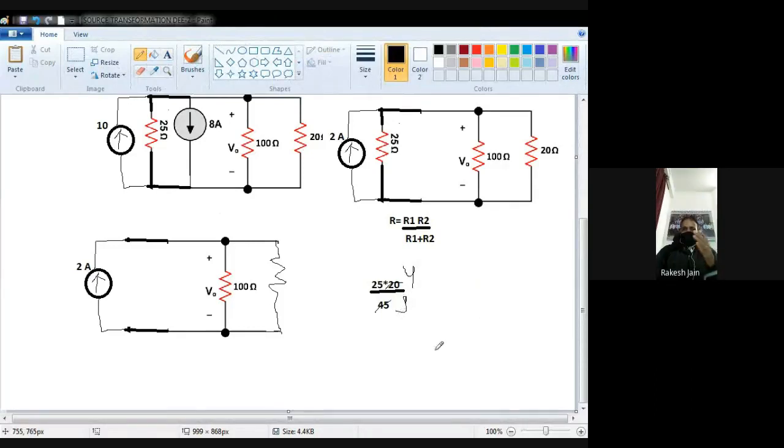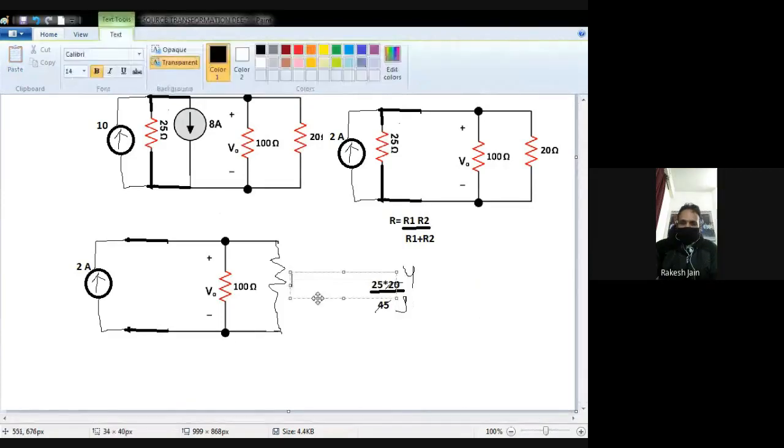So this one is equal to 100 upon 9, right? Now we will find out the value of this 100 upon 9. So this value of the resultant resistance R, 25 ohm and 20 ohm in parallel, is 100 divided by 9.